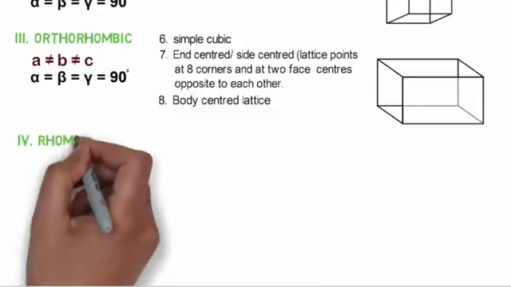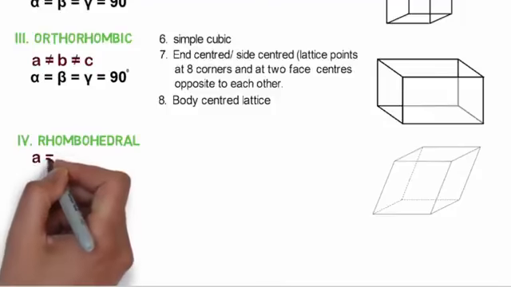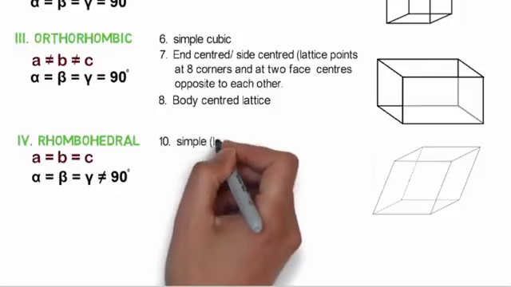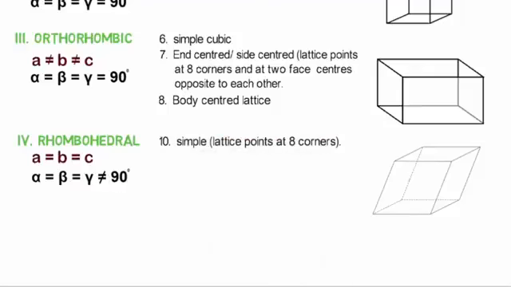The fourth one is rhombohedral, where A, B, C are all equal. Also alpha, beta and gamma are equal but not equal to 90 degree. It can have only simple cubic lattice structure.